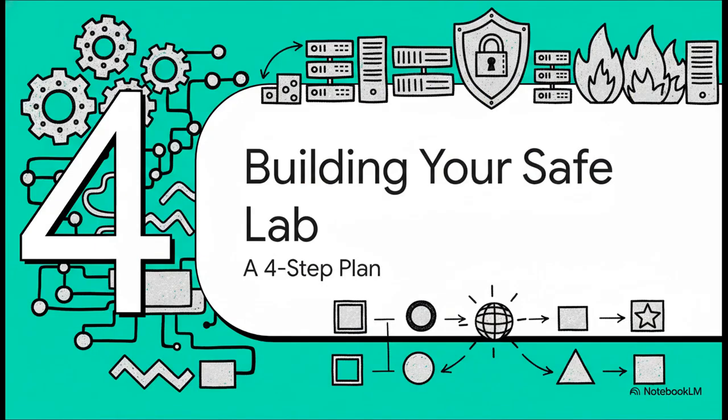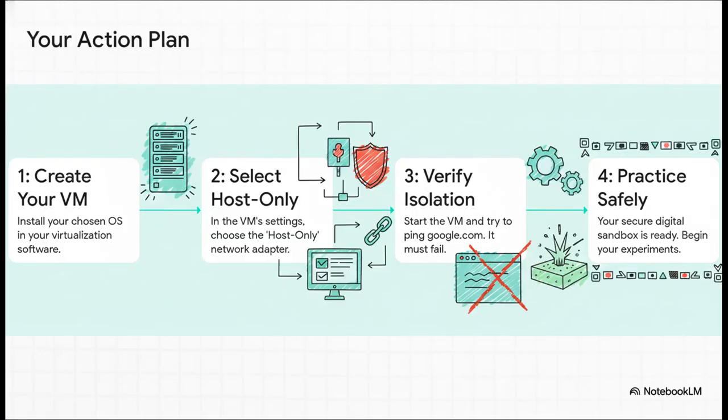All right, so we've covered the theory, the what, and the why. Let's put it all together into a dead simple, actionable plan you can use to build your own safe lab, like right now. It's really just 4 simple steps. 1. Go ahead and create your VM like you normally would. 2, and this is the absolute most important part, go into that VM settings before you turn it on and switch its network adapter to host only.